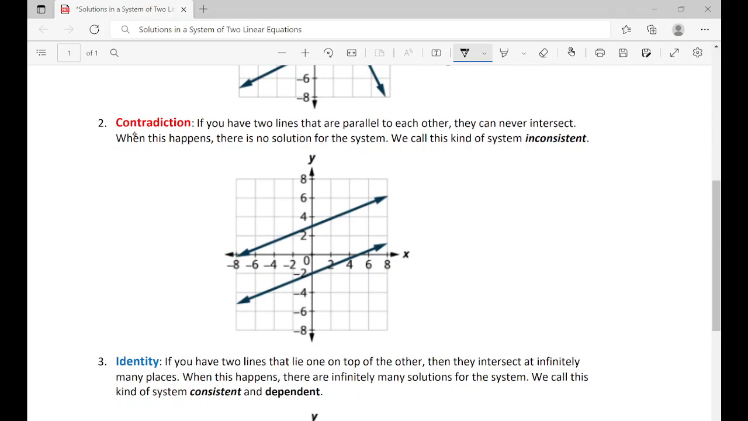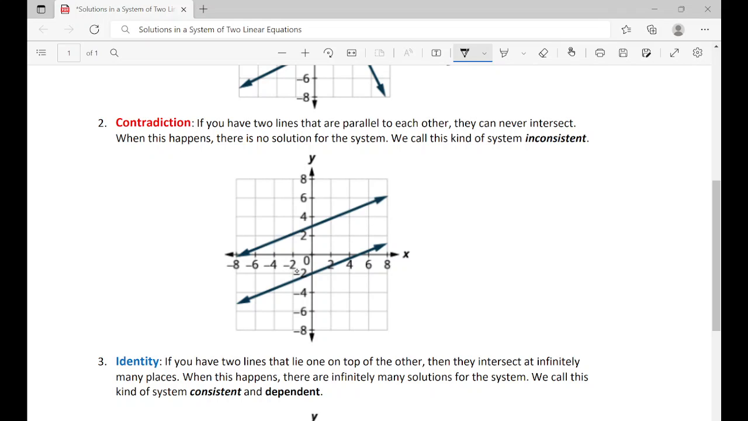Next is called a contradiction. And if you have two lines that are parallel to each other, they can never intersect. When this happens, there is no solution to the system, and we call this kind of system inconsistent. So you have two lines, like so, that have the exact same slope, but will never actually cross each other.